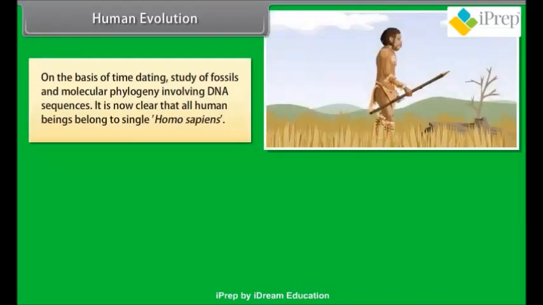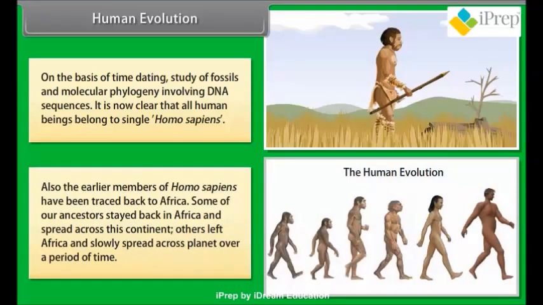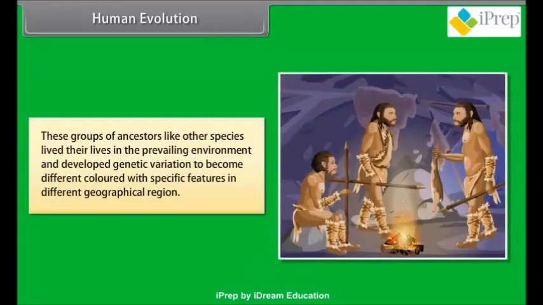On the basis of time dating, study of fossils, and molecular phylogeny involving DNA sequences, it is now clear that all human beings belong to a single species, Homo sapiens. Also, the earliest members of Homo sapiens have been traced back to Africa. Some of our ancestors stayed back in Africa and spread across this continent. Others left Africa and slowly spread across the planet over a period of time. These groups of ancestors, like other species, lived their lives in the prevailing environment and developed genetic variation to become differently colored with specific features in different geographical regions.